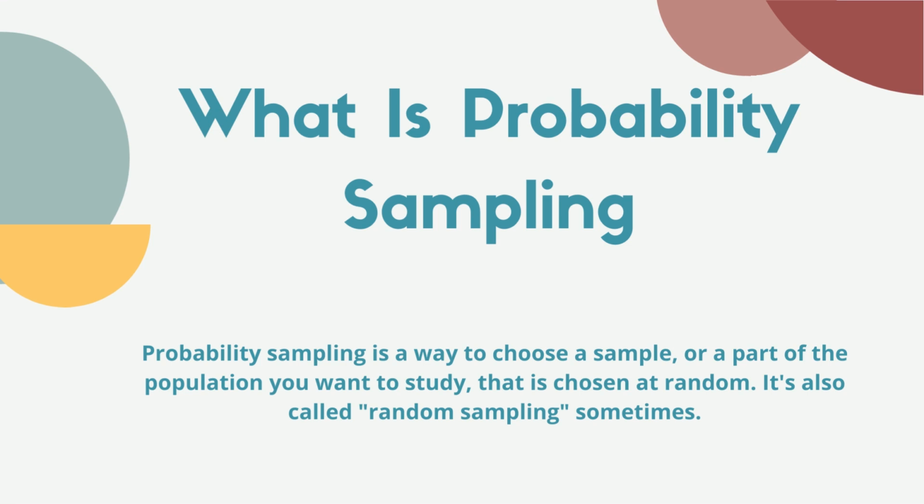Probability sampling is a way to choose a sample, or a part of the population you want to study, that is chosen at random. It's also called random sampling sometimes. To be considered random, each research unit, person, business, or organization in your population, for example, must have the same chance of being chosen. Most of the time, this is done by a random method, like a drawing.